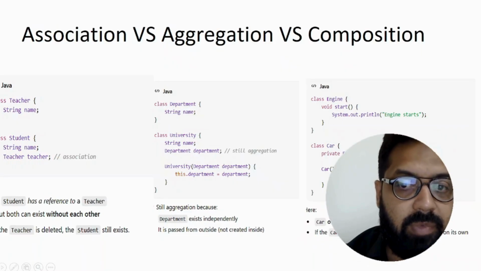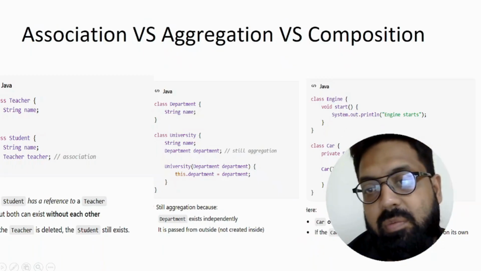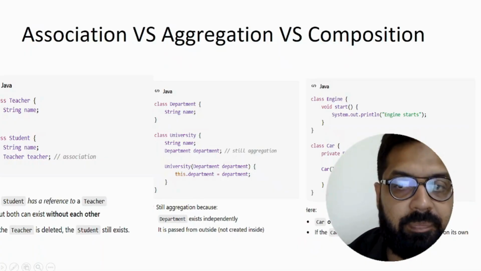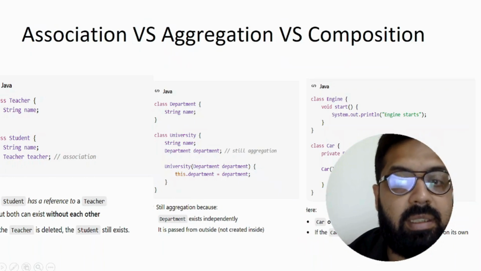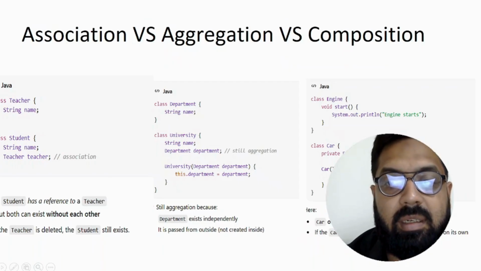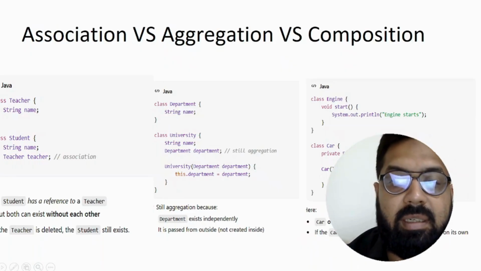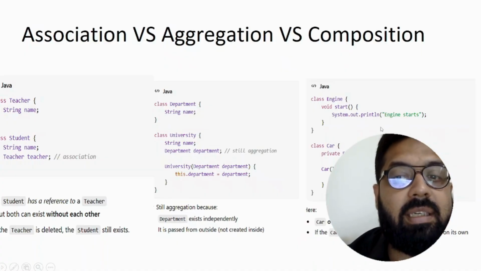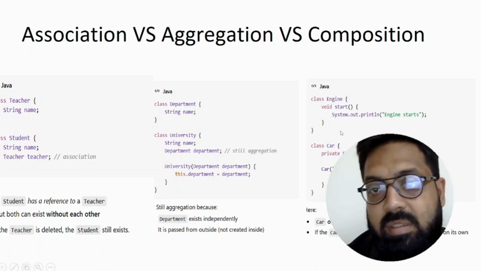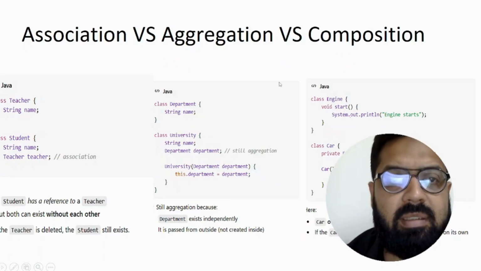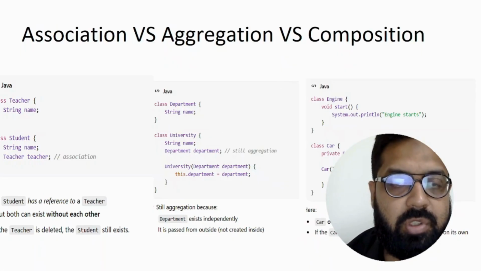So this is the example of composition. This car class is composed of the engine class. Basically car owns the engine, and if the car is destroyed, the engine has no meaning on its own. And this is the reality, because when the car constructor destroys the object, then automatically the engine object is also deleted, because the engine is created inside the car parameterized constructor. So these are the three differences among association, composition, and aggregation.